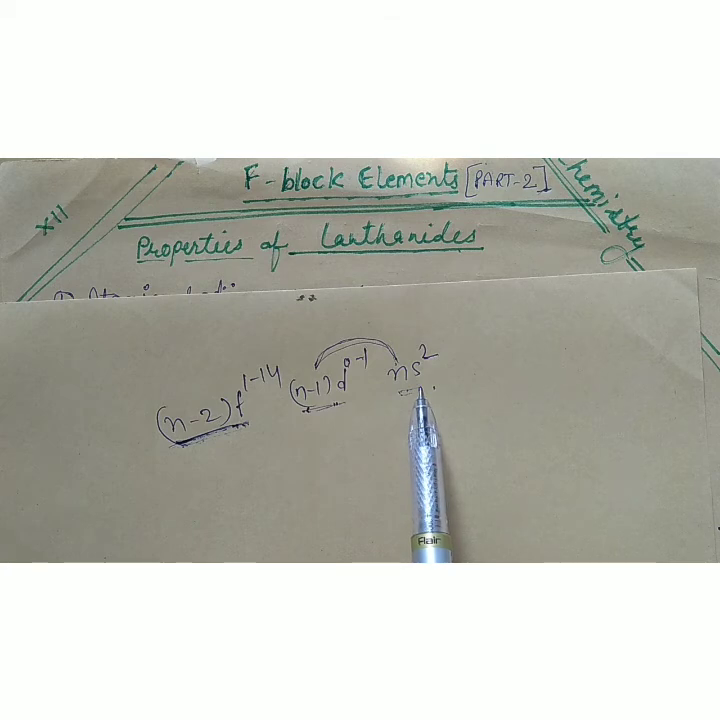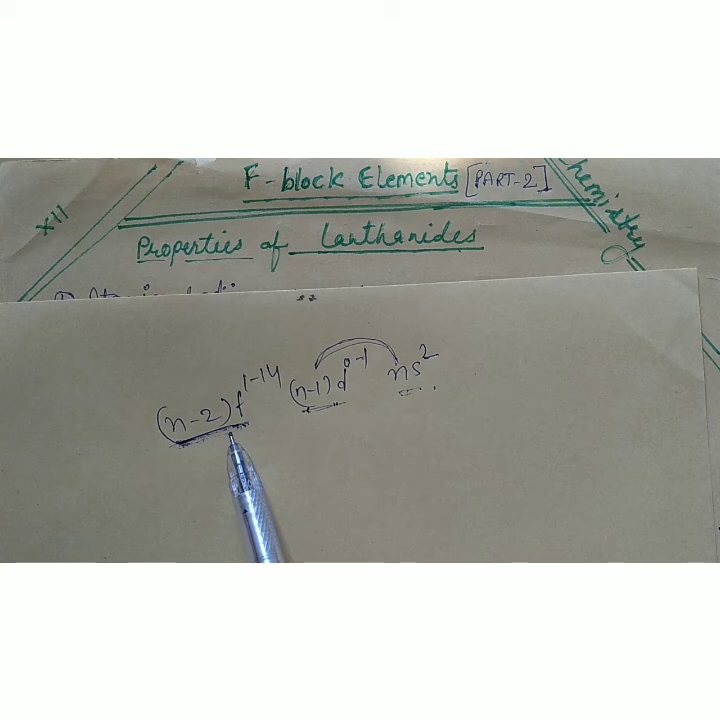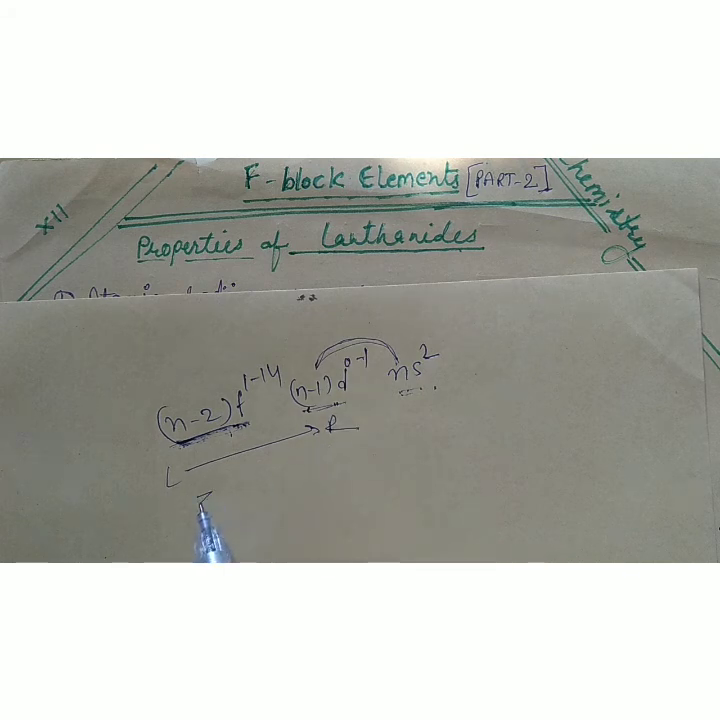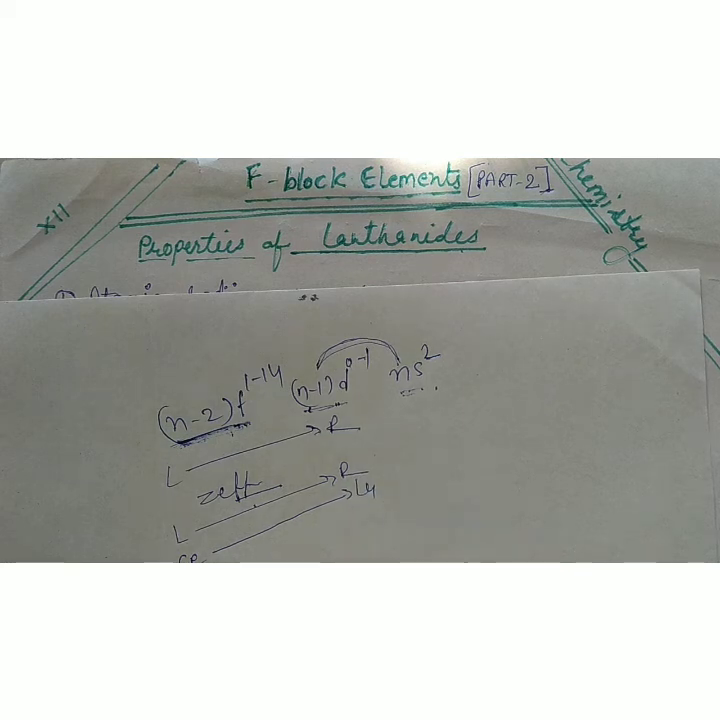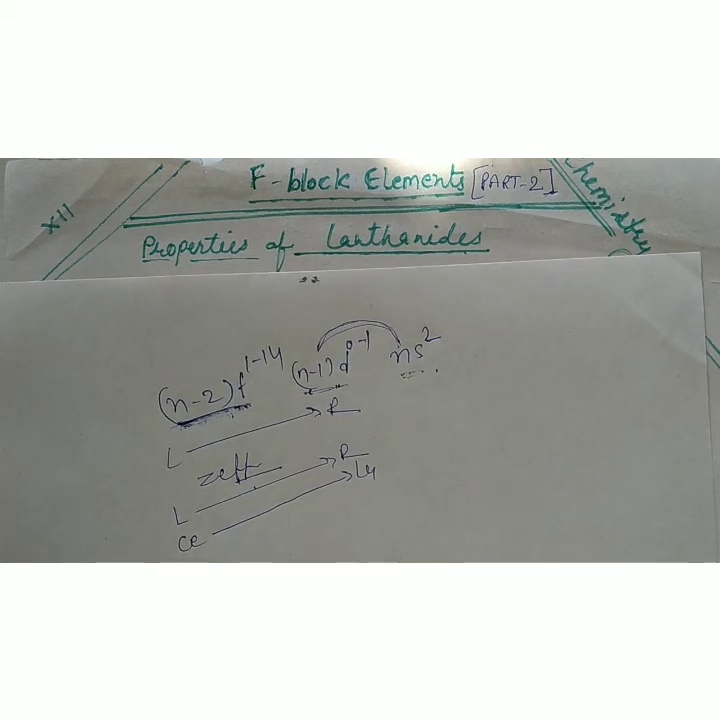ns electrons. Due to poor screening effect, the size of the radii does not change much, but as we know, from left to right in a period, Z effective continuously increases. So in lanthanides, from Ce to lutetium, Z effective increases continuously. As Z effective continuously increases, the atomic radii decreases, and there is very poor screening effect of 4f orbitals due to their complex shape.